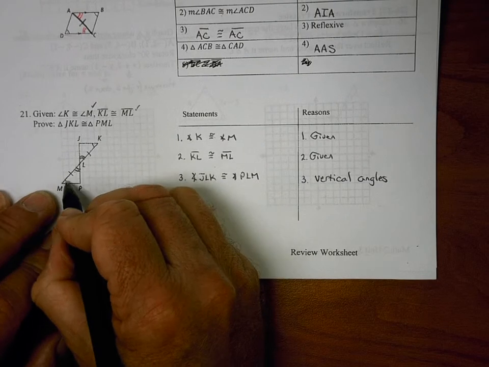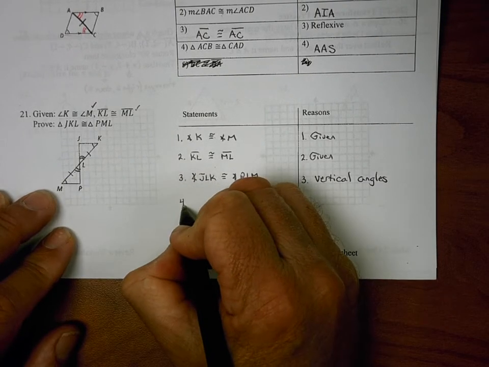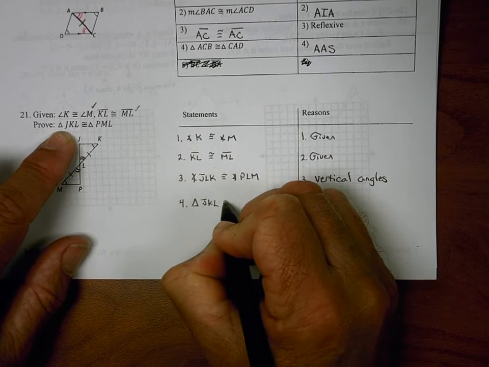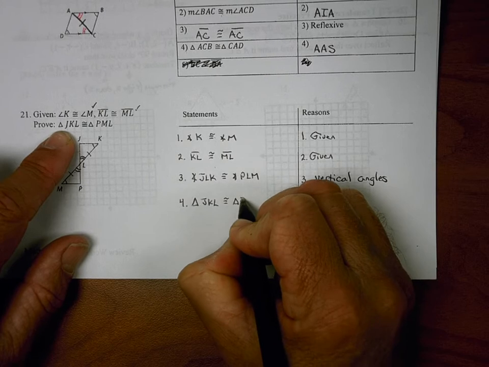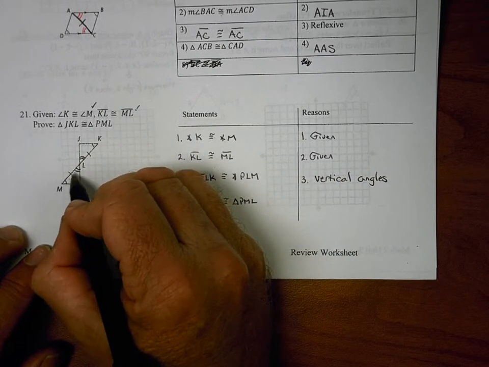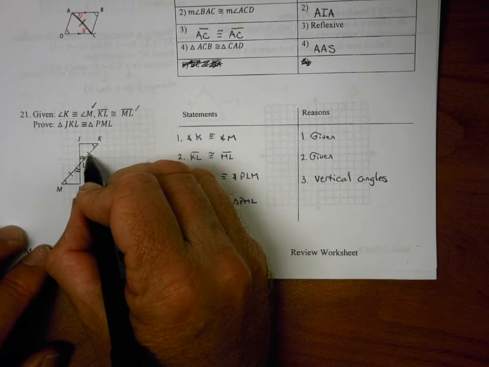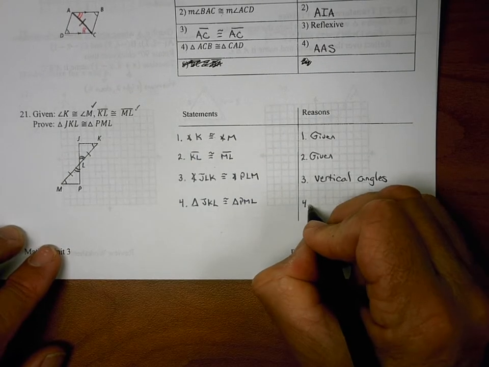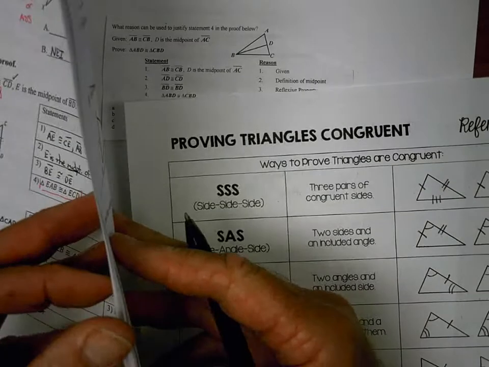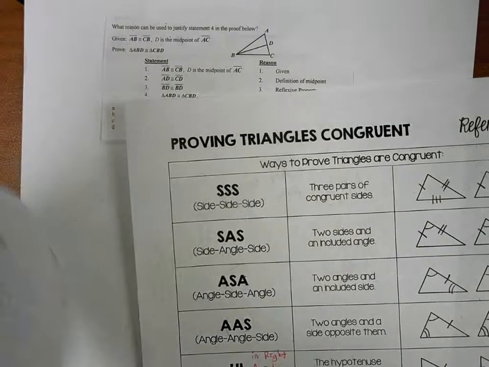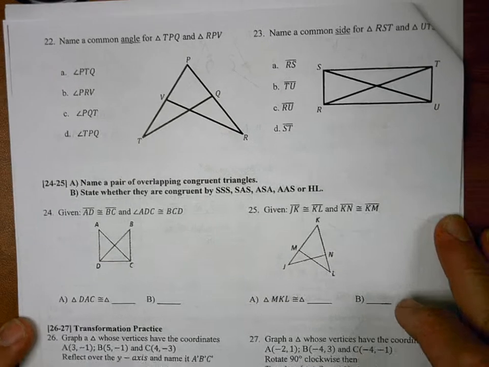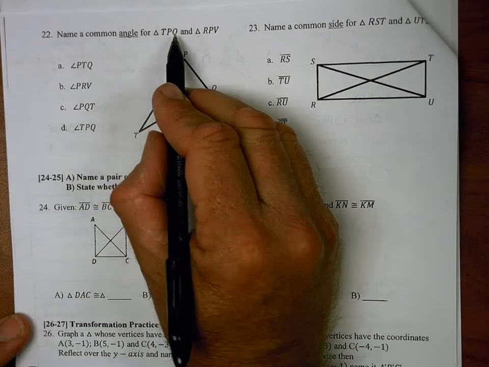Now I have enough information to make my fourth statement, which is that triangle JKL is going to be congruent to triangle PML, and my reason for that would be, notice I have two angles in each triangle that are equal, and the side that's marked as equal is in between the two angles. So my fourth reason would be angle, side, angle. Okay, number 22. 22 says, name a common angle. Let's make sure you can see it first. There we go. Name a common angle for triangle TPQ and triangle RPV.